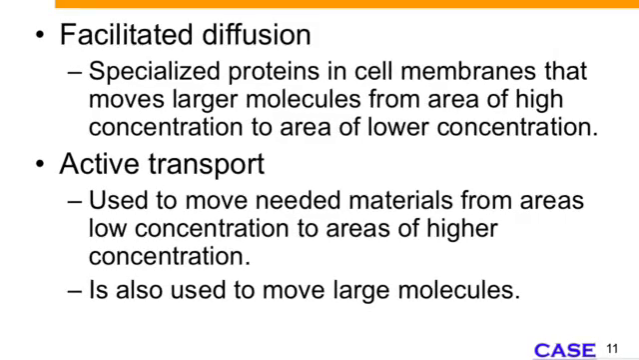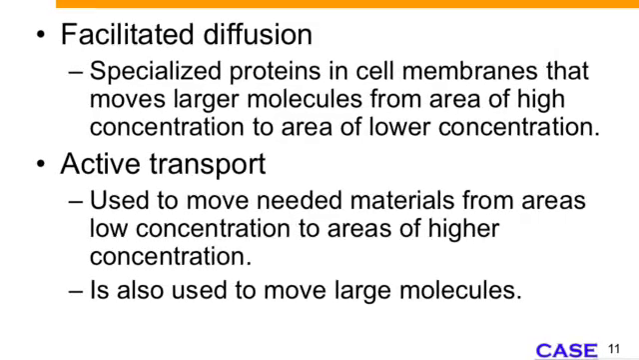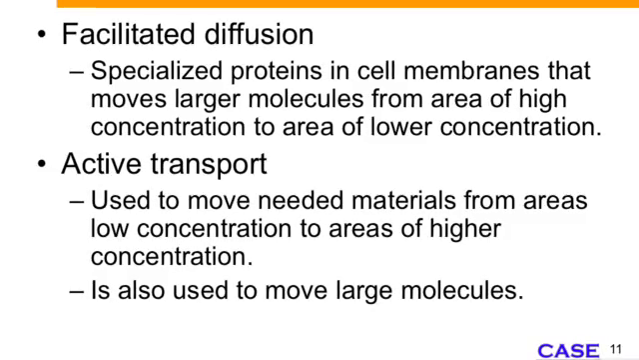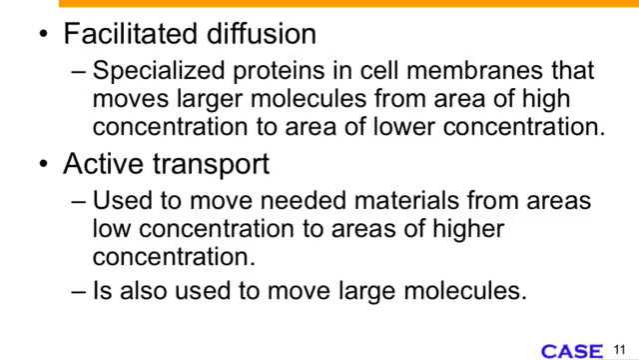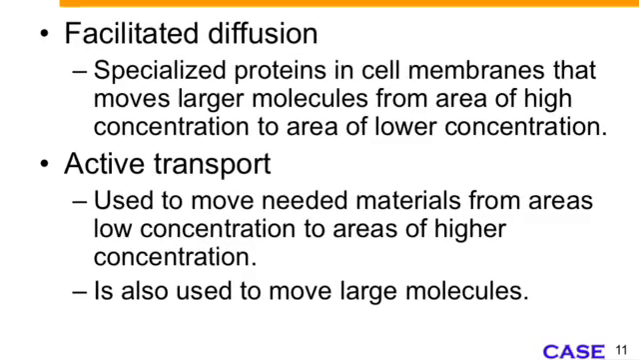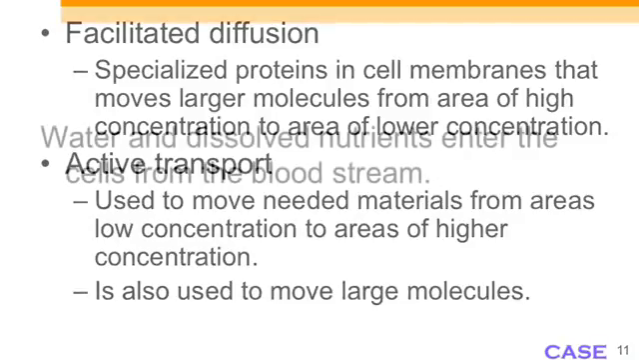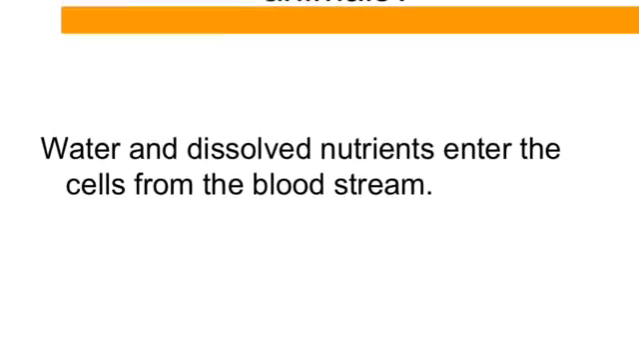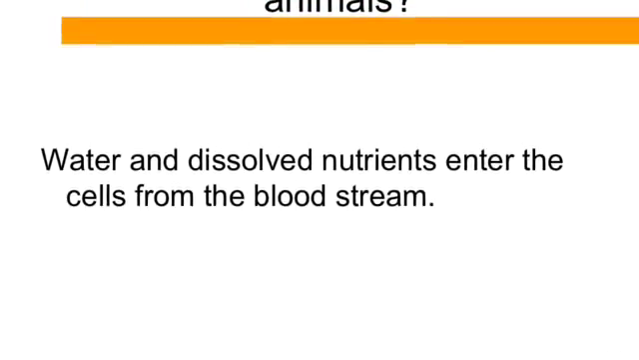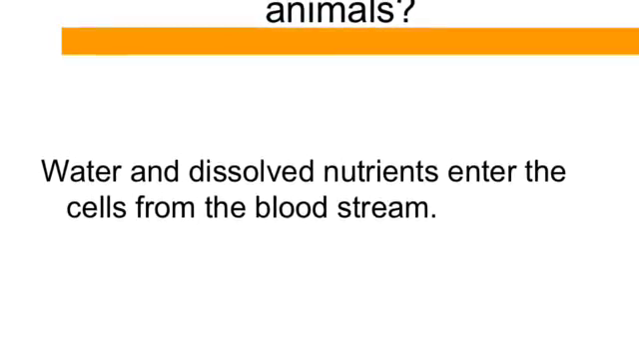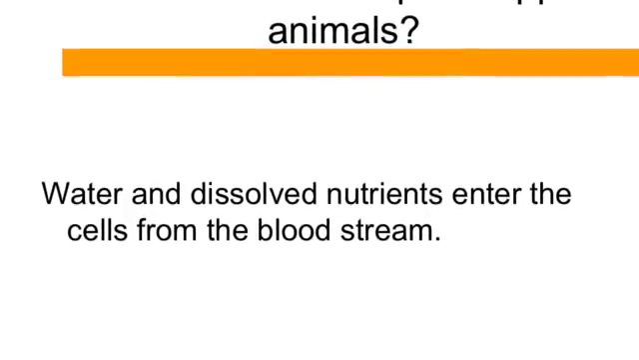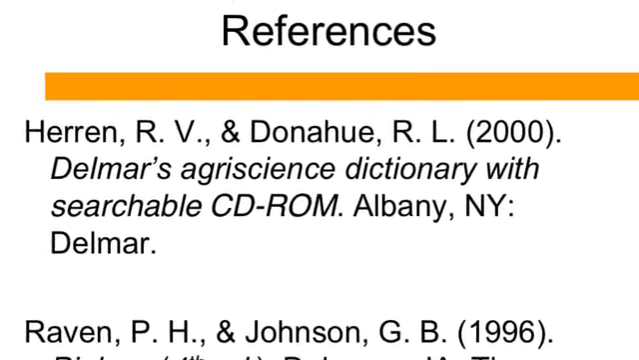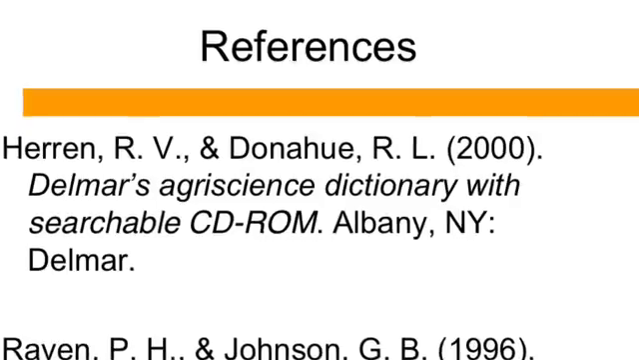For large molecules, we have facilitated diffusion, in which specialized proteins in cell membranes move larger molecules from areas of high concentration to areas of low concentration. And we also have active transport, which is used to move needed materials from areas of low concentration to areas of high concentration. And it's also used to move large molecules. And this happens in animals as water and dissolved nutrients enter the cells from the bloodstream.